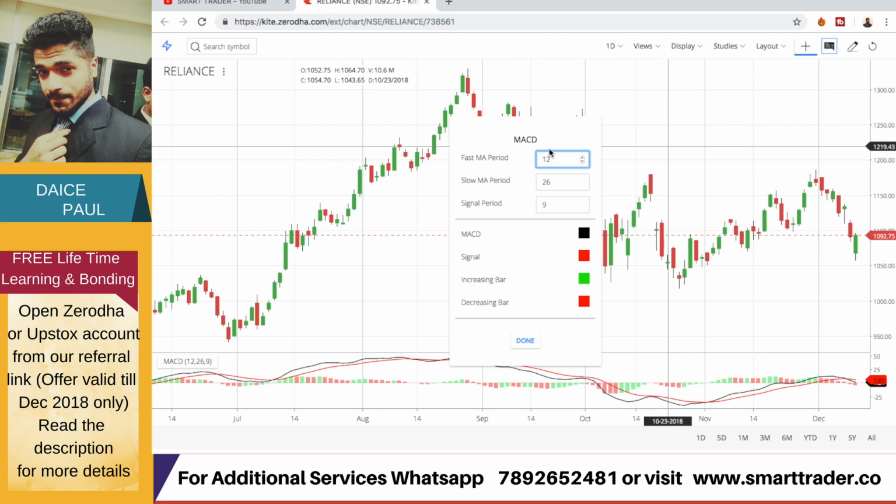And if you have your own strategy, if you want to observe, try something new, you can do your own, but this is the default setting. So remember this 12 period and 26 period, and you have a signal period of 9 days, 9 periods.